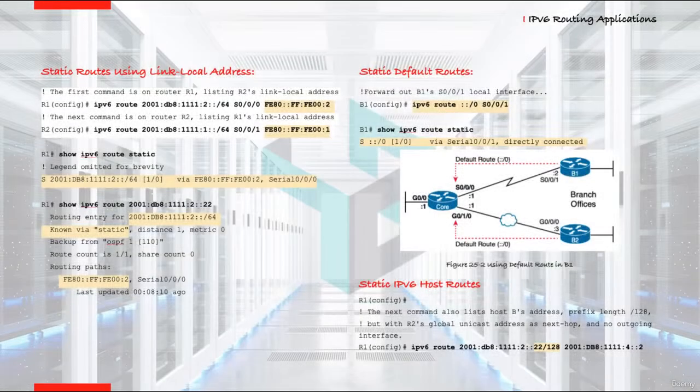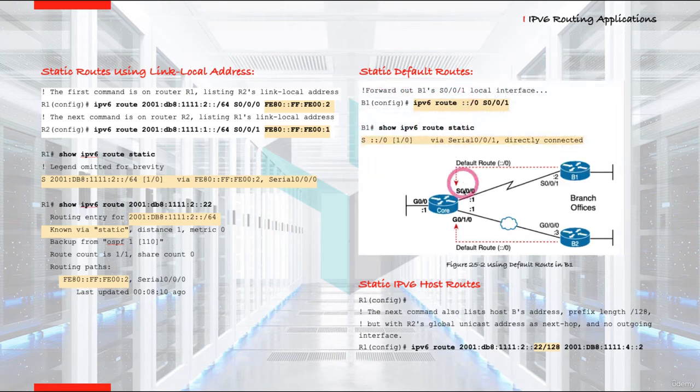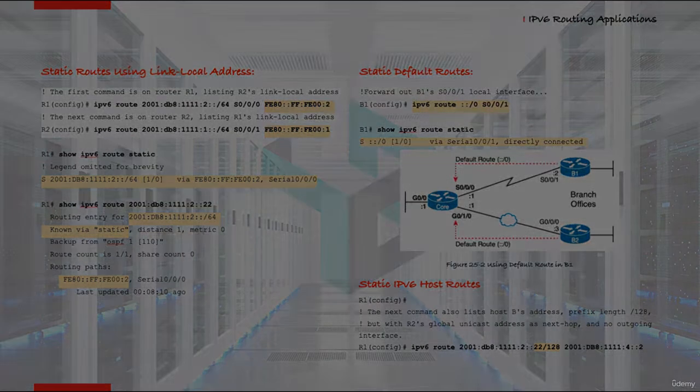Here we make a static route using the link local address, by typing the link local address of our neighboring router as the next hop address. Here, static shows the default route, and when we type ipv6 route ::/0 and the next hop while in global configuration mode on our routers, we add the default route in this way.